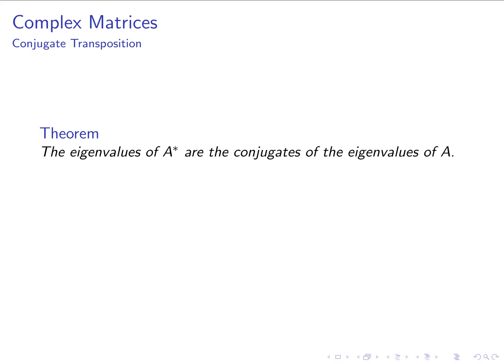Conjugate transposition also plays nicely with eigenvalues. It turns out that the eigenvalues of the conjugate transpose of a matrix are simply the conjugates of the eigenvalues of the original matrix.